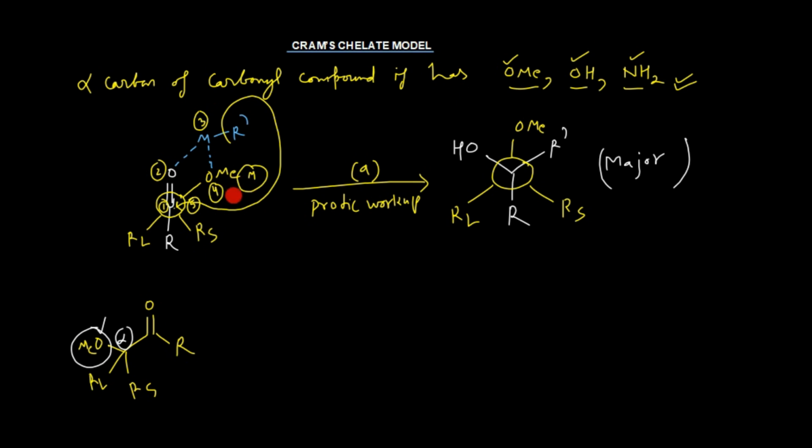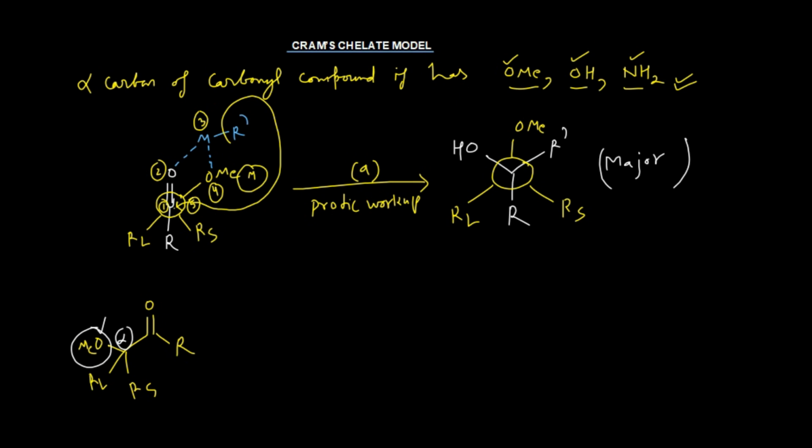But it is very important to remember that this diastereoselectivity would be very high in the case of the chelate model when compared to the open chain model, right? But if this group is not the medium or large one, the RS one, then this model will predict the stereochemistry opposite to that of Cram's open chain model. It is again very important to note that.